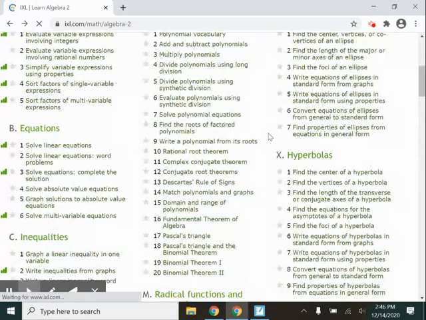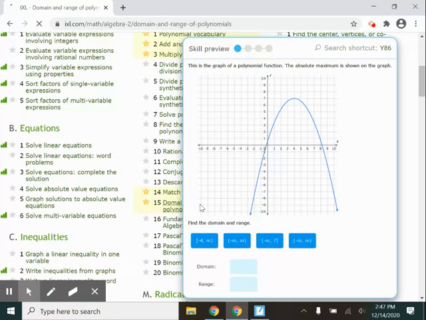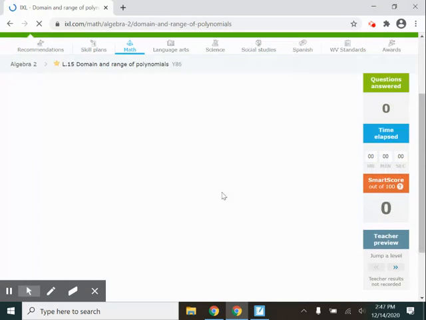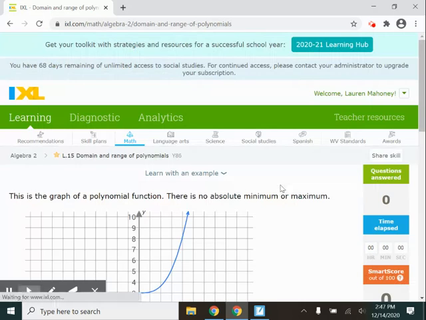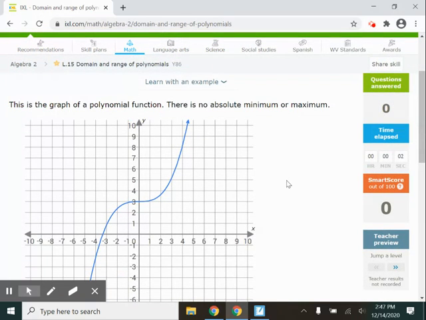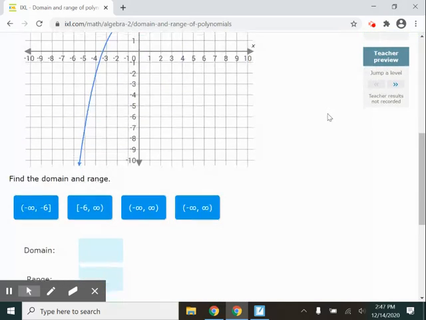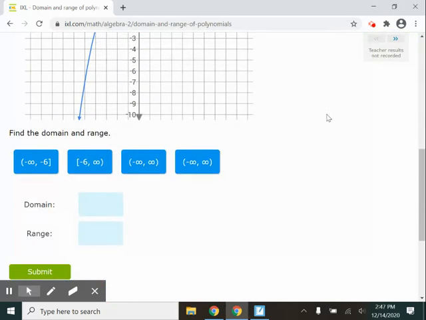The last section we're going to look at is L.15, which is domain and range of polynomials. So this is going to use some of your skills for polynomials. Notice it says this is the graph of a polynomial. There is no absolute minimum or maximum because the arrows keep going up and down. It says find the domain and find the range. So we need to drag into the appropriate boxes.